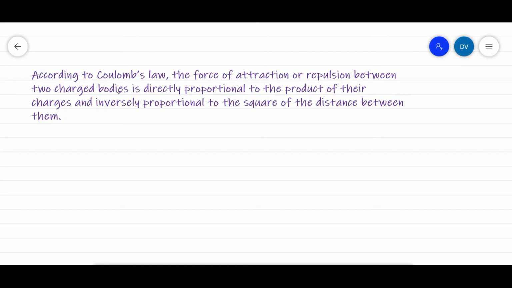So what are we going to see today? It is Coulomb's law. So many students will make a minor error in this. They will make the mistake over here. So you can see very clearly how I am writing the spelling of this. It is Coulomb's law.